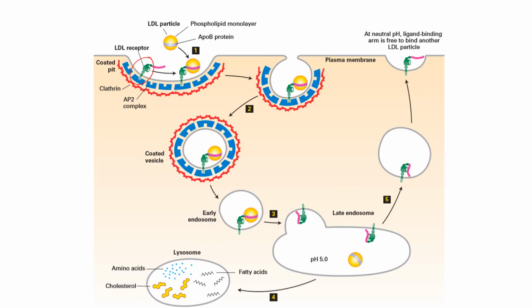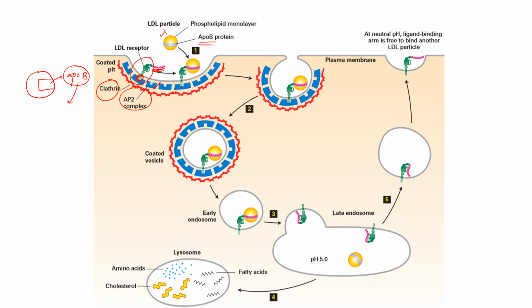The cell surface LDL receptor binds to the LDL particle via ApoB protein. This ApoB protein is embedded in the phospholipid outer layer of the LDL particle. Note that this ApoB protein interacts with the ligand binding arm of the LDL receptor. Two major coat proteins are there, that is clathrin and AP2 complex. The interaction between the NPXY signal of the LDL receptor and this AP2 complex incorporates the receptor ligand complex into the forming endocytic vesicle.